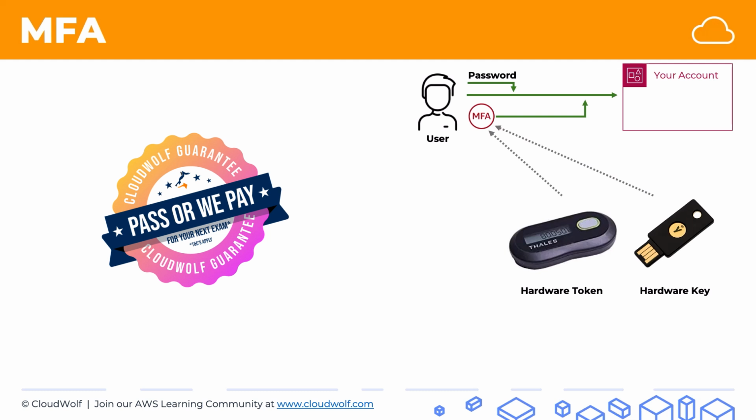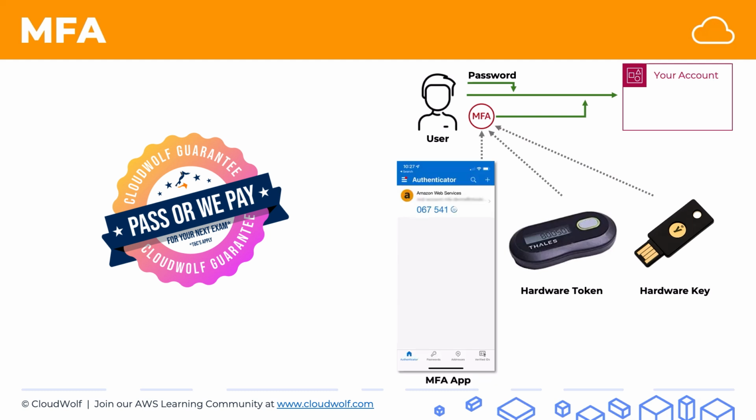Or it can be a virtual MFA device, an MFA application which you can install on your phone. For example, Microsoft Authenticator is one of those, and there's lots of providers that create these MFA applications, and you can connect them to your AWS account. So those are the three types of MFA devices that AWS supports.